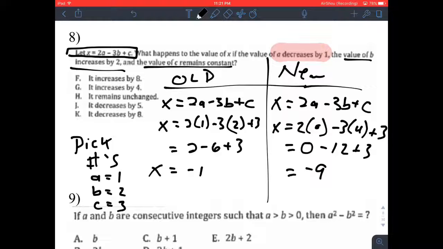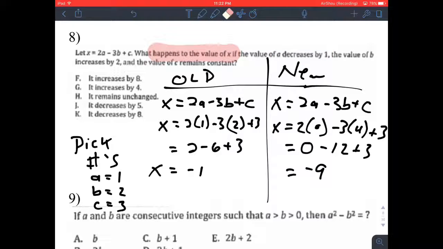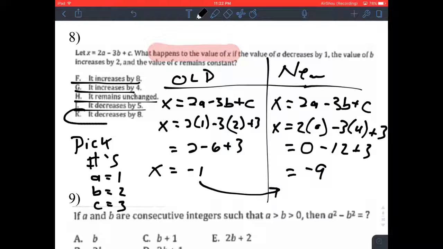The question was, what happens to the value of x? So our choices: it increases by 8. Well, negative 1 plus 8 is 7. It increases by 4. That's not true. It remains unchanged. That's not true. It decreases by 5. That's not true. It decreases by 8 is true. Negative 1 minus 8 is negative 9.